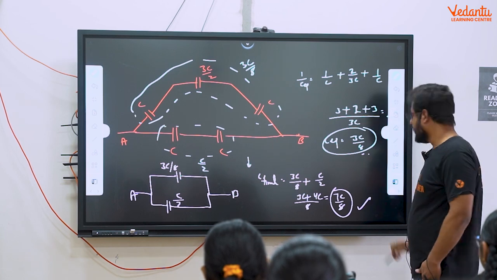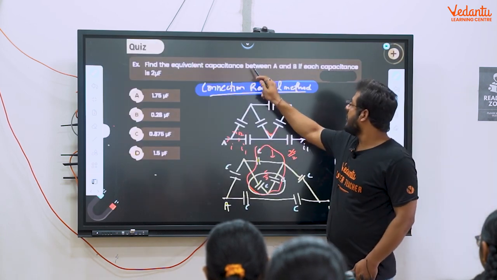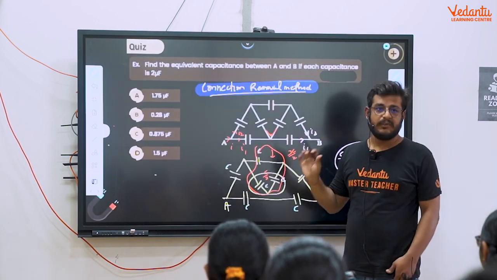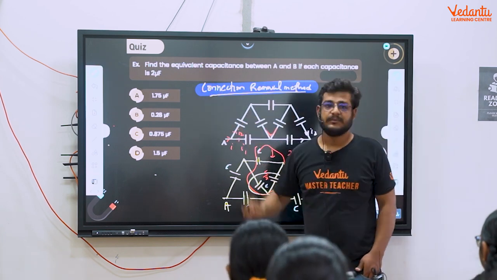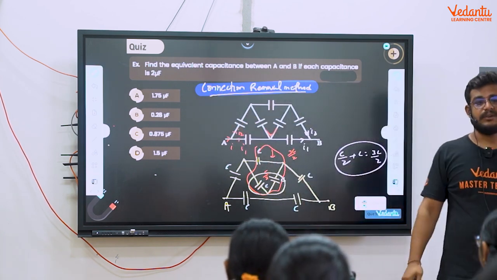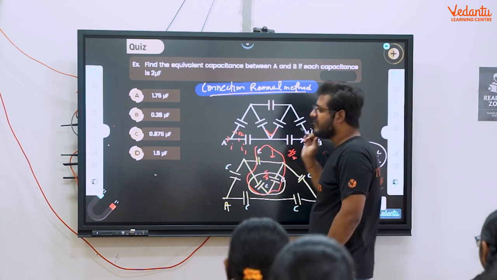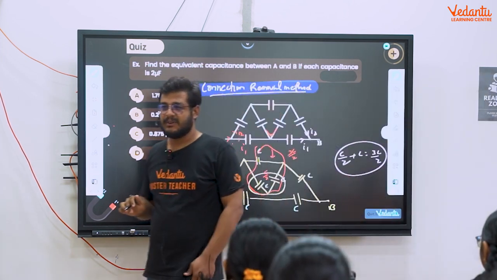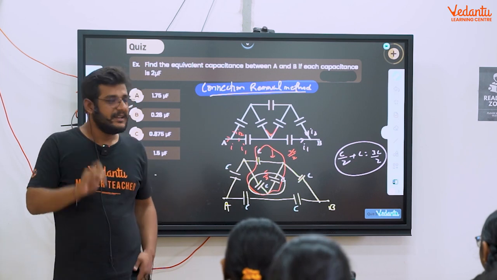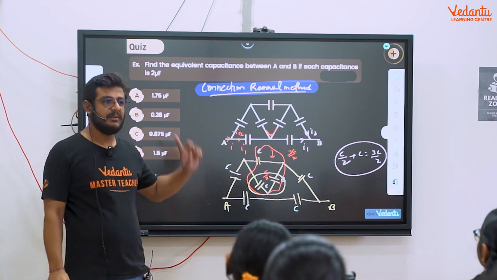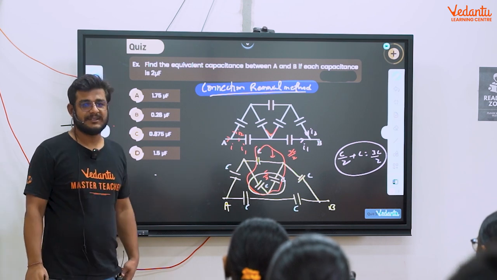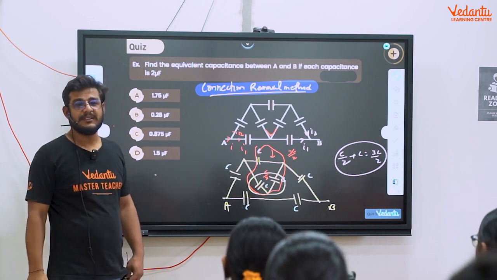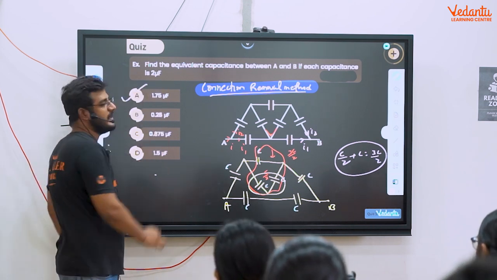Now, read the question again. We have to find the equivalent capacitance between A and B. Each capacitance is 2 microfarad. So what is our final answer? 7 by 8 C. The C value is given there. Can you tell me the correct answer now? Yes or no? So what is the correct answer according to this? 1 point. So this is the correct answer.